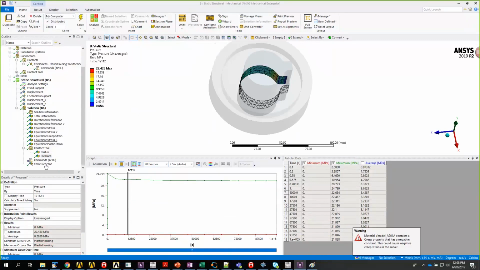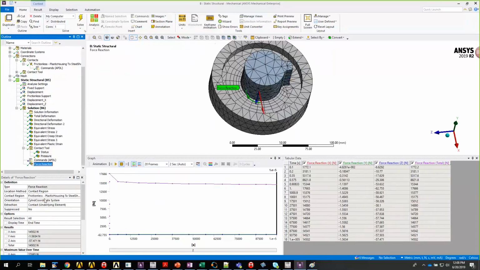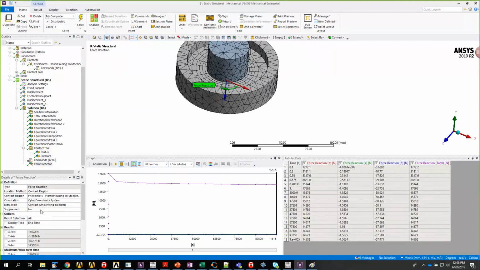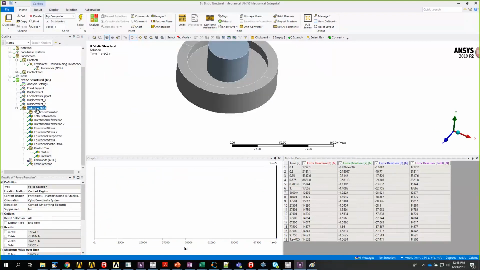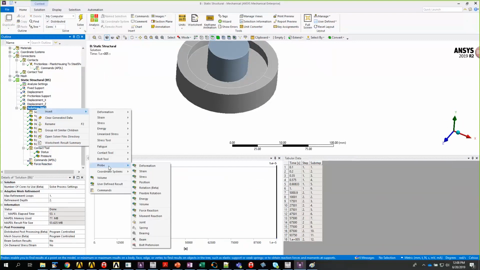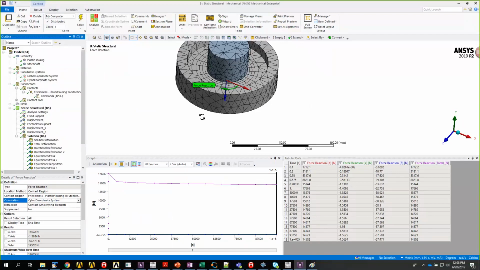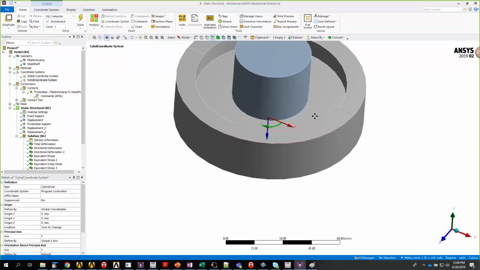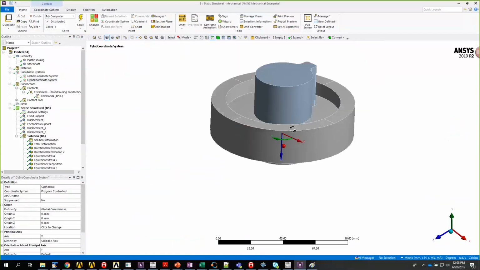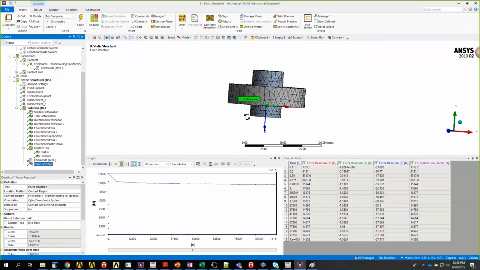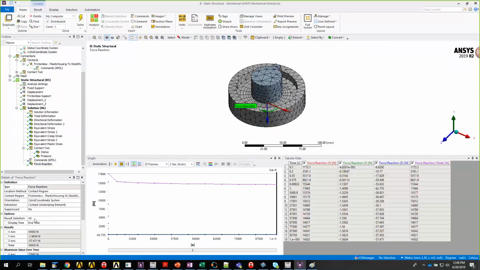Also, we can look at the radial force. We can insert a force reaction probe, and we are looking at the contact region. This corresponds to this contact region, and we need the radial force in the cylindrical coordinate system. A cylindrical coordinate system is created at the center of this part. I'm looking at the reaction force in this particular cylindrical coordinate system.